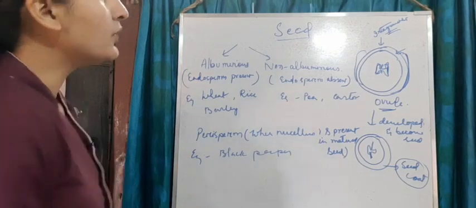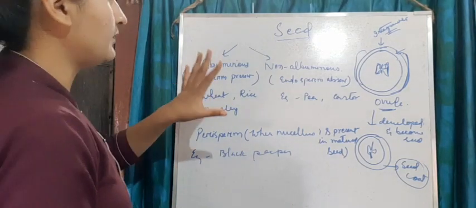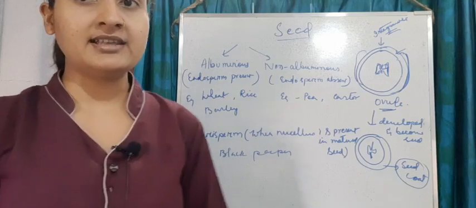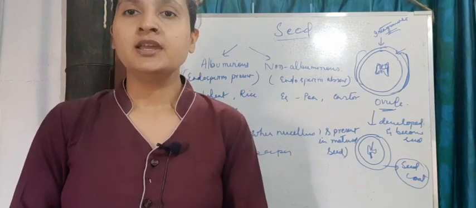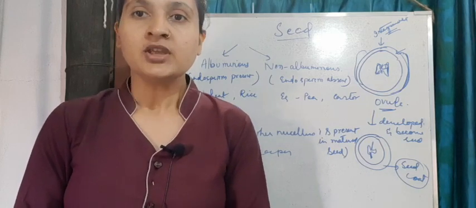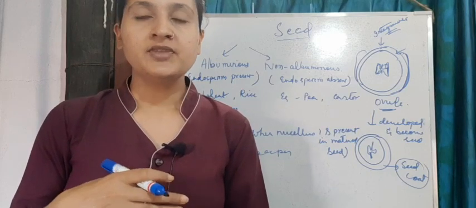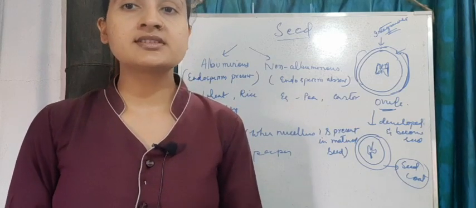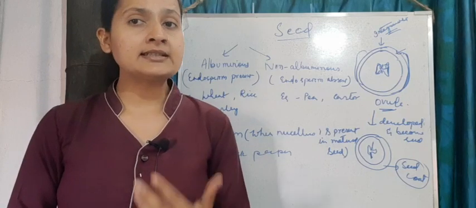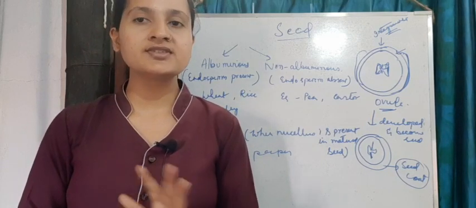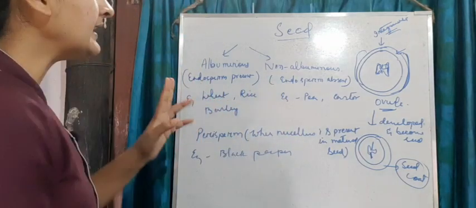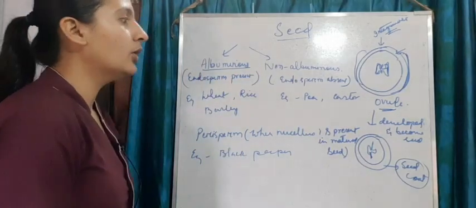Now in seed, what we should know is the types. When endosperm is formed, I have been telling this many times, it acts as a storage of food. It stores food for the development of the embryo. Sometimes the embryo does not use up all the endosperm and some endosperm is left out, and in some cases plants use up all the endosperm during the development of the embryo. So based on that, it is of two types, albuminous and non-albuminous.